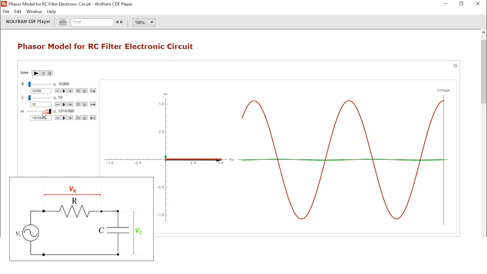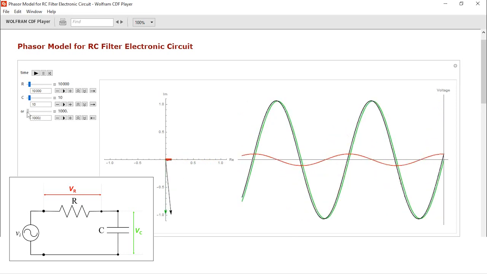At low frequency, we get a very low output. So if we had a series RC circuit and output was being measured across a resistor, this shows that such a circuit would work as a high pass filter. It will allow high frequencies to pass unattenuated, and it will suppress low frequencies.